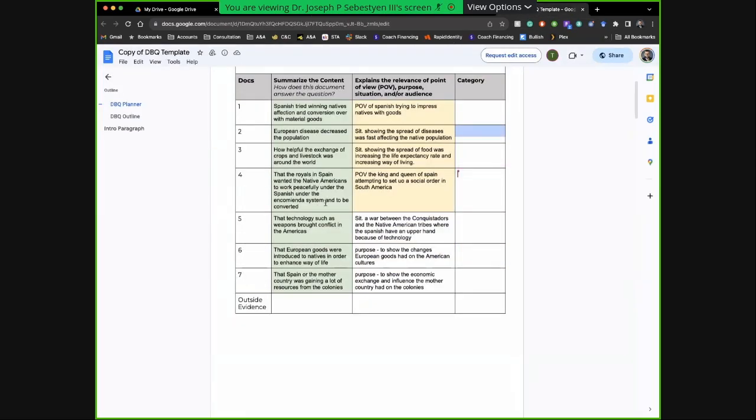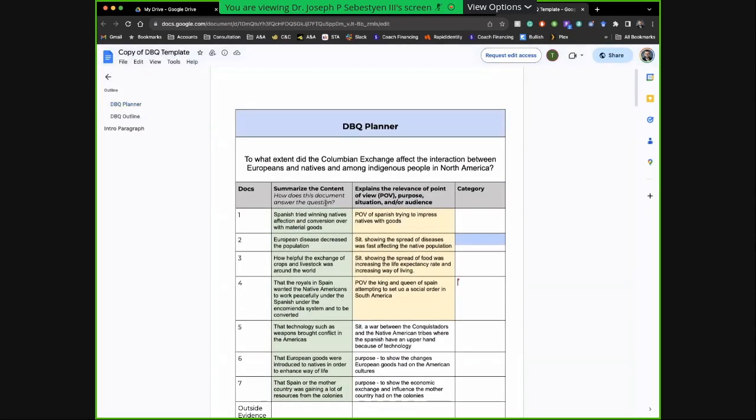Yeah. So, what's the question? To what extent did the Columbian Exchange affect the interaction between Europeans and Native Americans? So, how did the Columbian Exchange affect interaction? So, category 1, the Columbian Exchange was used as a showcase of goods. Mm-hmm.